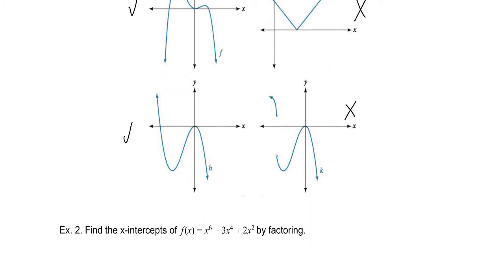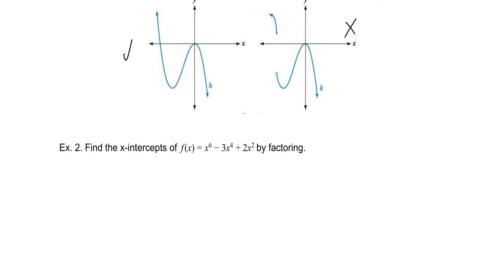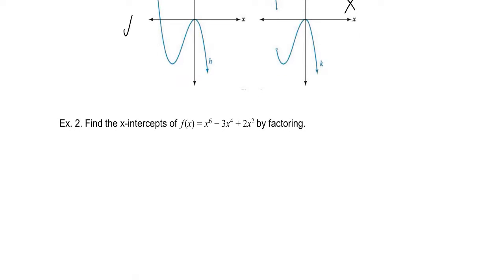All right, example 2, find the x-intercepts of this polynomial by factoring. Well, first thing we might notice is that there is a common term. We can factor out an x squared. That would leave us with x to the 4th minus 3x squared plus 2.